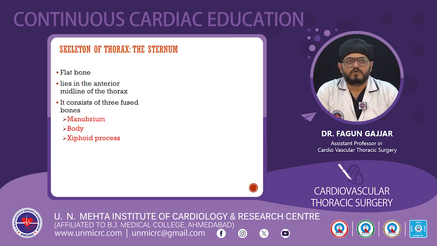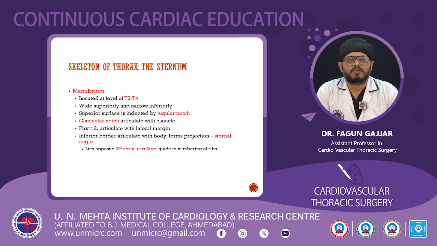The sternum is a flat bone which lies in the anterior midline of the thorax. It consists of three fused bones, the manubrium, the body of the sternum or gladiolus, and the xiphoid process. The manubrium is located at the level of T3, T4 vertebra, wide superiorly and narrow inferiorly. The superior surface is indented by the jugular notch. The clavicular notch articulates with the clavicle. The first rib articulates with the lateral margin, and the inferior border articulates with the body of the sternum and forms a projection which is called the sternal angle of Louis. It lies opposite the second costal cartilage, and hence it is a guide to number the ribs.